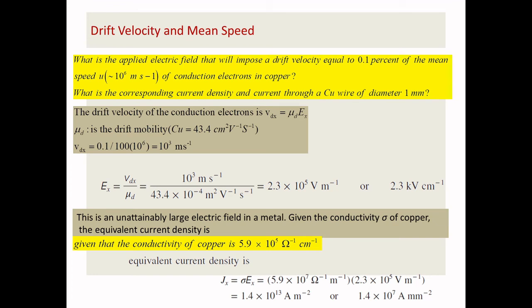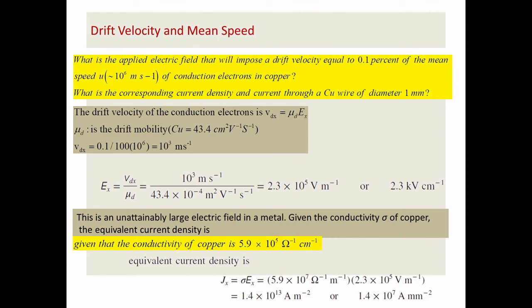So now we calculate what is the E, the drift velocity divided by mu. What is the drift velocity you have calculated? 10 to the power 3. What is the mobility you have calculated? 43.4. It is found out to be 2.3 into 10 to the 5 volt per meter.